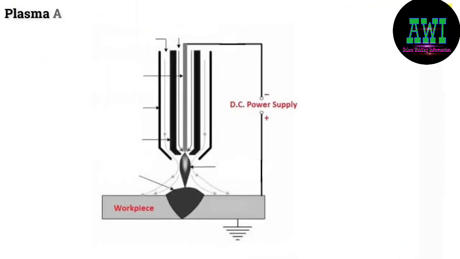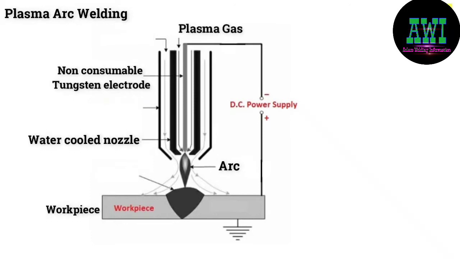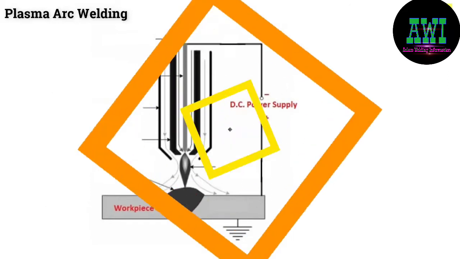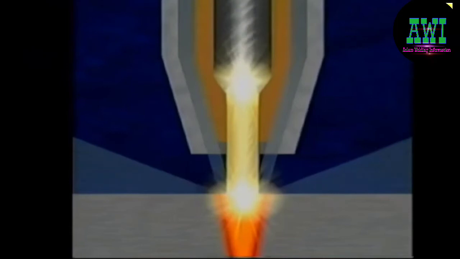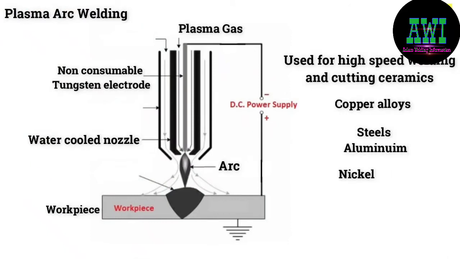Plasma arc welding. Plasma arc welding is an arc welding process utilizing heat generated by a compressed arc between a tungsten non-consumable electrode and the workpiece or a water-cooled constricting nozzle. The plasma is a gaseous mix of positive ions, electrons, and neutral gas molecules. The transferred arc process creates plasma jets of high energy density and can be used for high-speed welding and cutting of ceramics, copper alloys, steels, aluminum, nickel alloys, and titanium alloys.